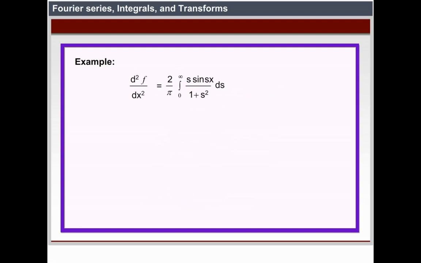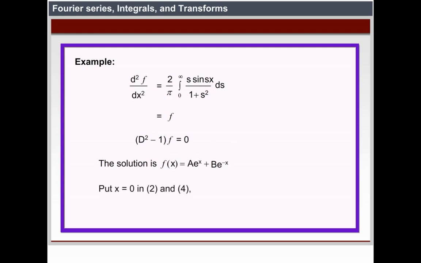d square f by dx square equal to 2 by pi integral 0 to infinity s sin sx by 1 plus s square ds equal to f. So (d square minus 1) f equal to 0. The solution is f of x equal to a e power x plus b e power minus x.